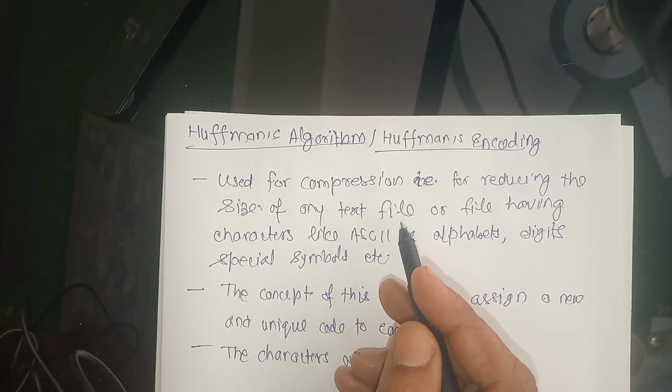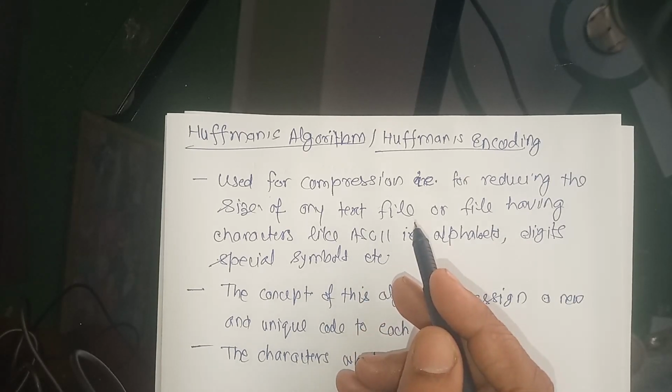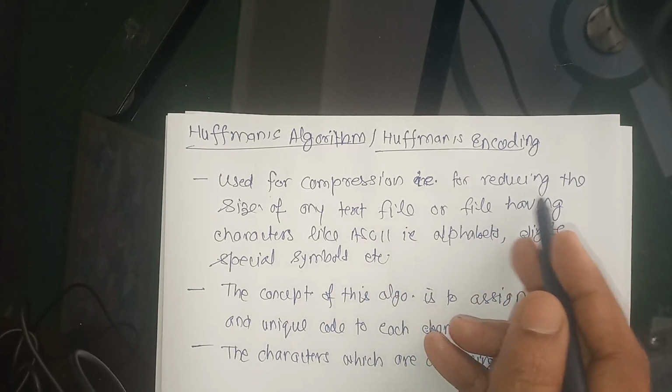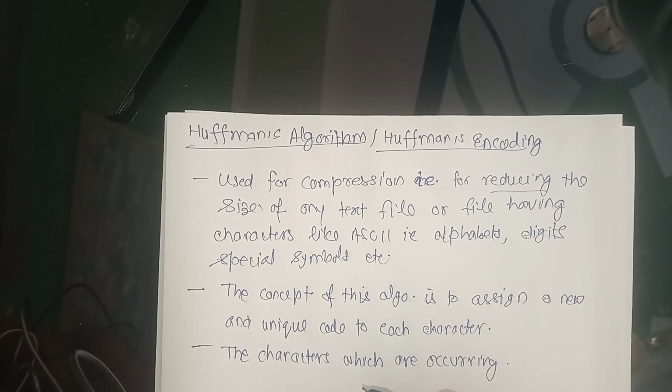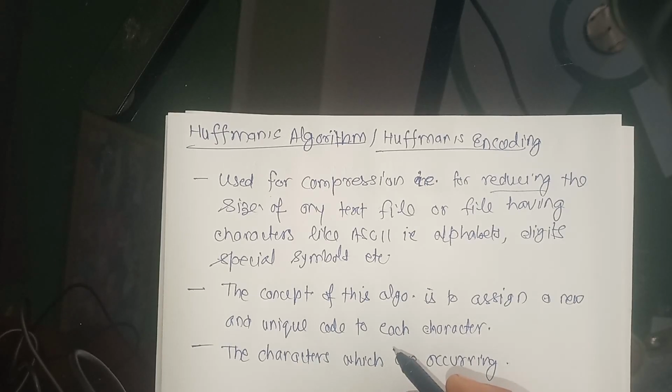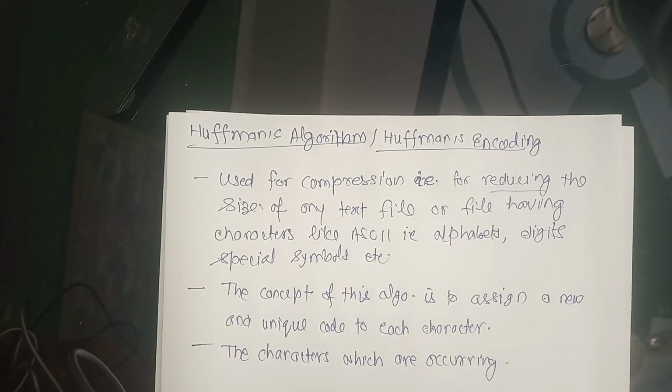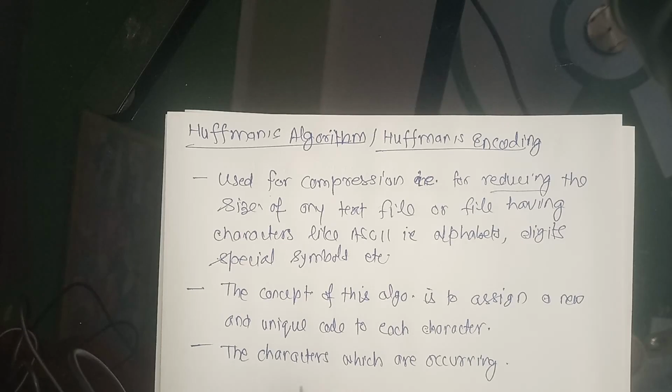After encoding the text file using Huffman's technique, the size of the file is reduced. Now we will understand the concept behind this algorithm. According to this, we assign a new and unique code to each of the characters. Now understand how the codes will be assigned to characters.